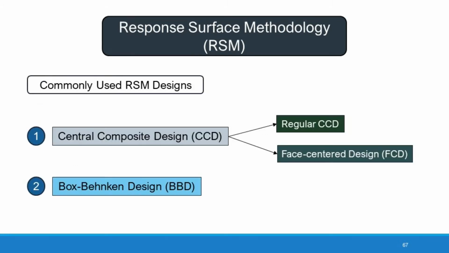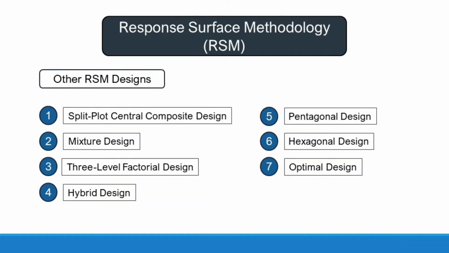Two of the most commonly used RSM designs are the Central Composite Design or CCD, which can either be a regular CCD or a face-centered design or FCD. Second is the Box-Behnken design or BBD. Others are the split-plot central composite design, mixture design, three-level factorial design, hybrid design, pentagonal design, hexagonal design, and optimal designs, which can also be accommodated by this software. For this lecture, however, we will be focusing our discussions only on CCD and BBD.